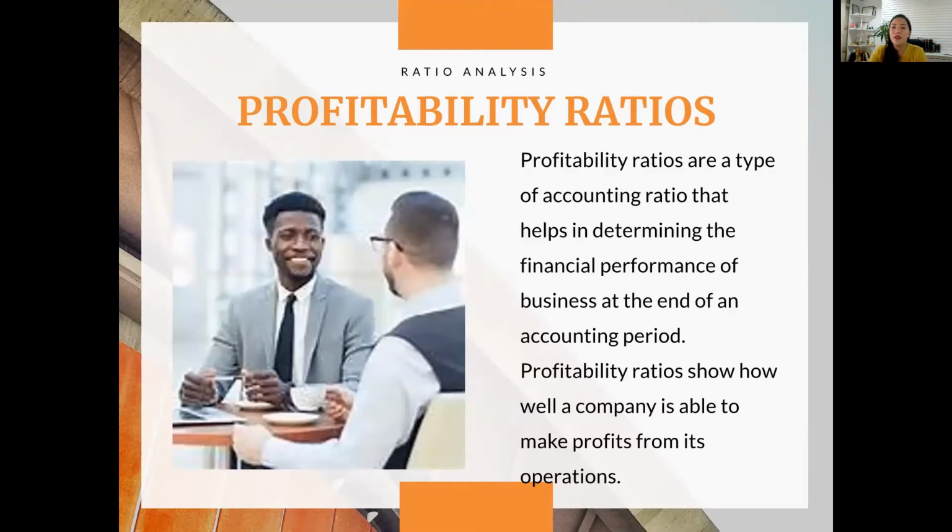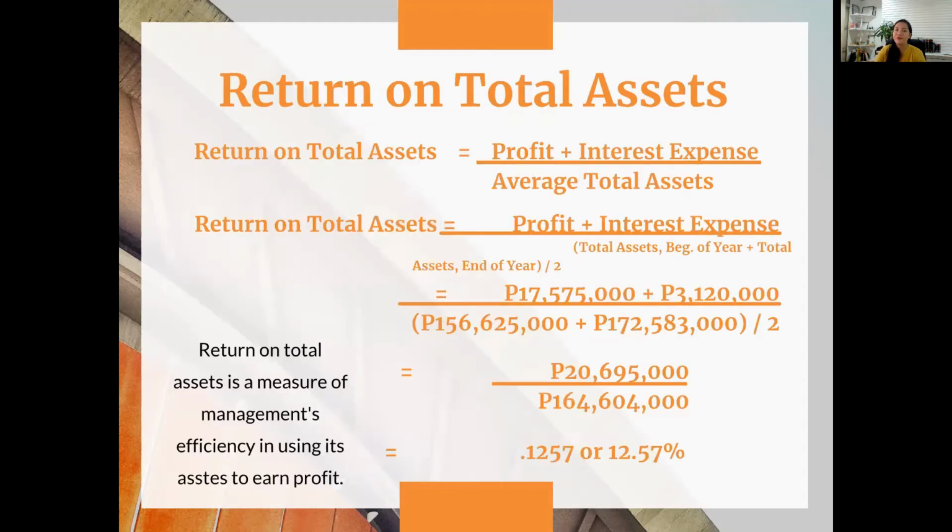Okay, profitability ratios are a type of accounting ratio that helps in determining the financial performance of a business at the end of an accounting period. A profitability ratio shows how well a company is able to make profits from its operation. Okay, whether it is earning or not, and how.